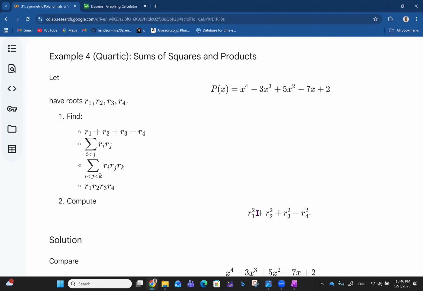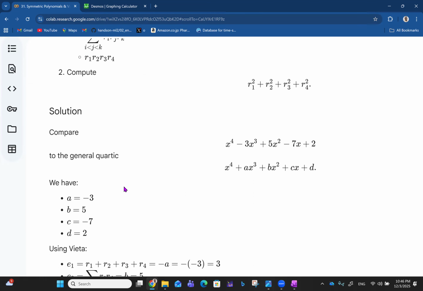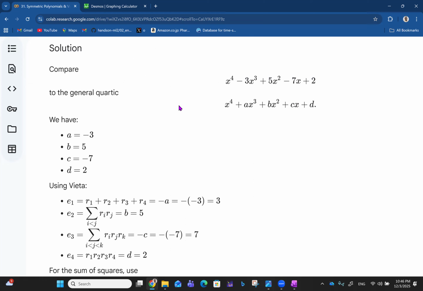Of course, this is easy, and then we go ahead and compute this. We have also done this before. So this one is going to be minus 3, this is going to be 5, the next one is going to be minus 7, and the last one is just 2. So the solution, just like I've explained, is to compare the expression you have with the standard form in a monic situation, where the coefficient of x to the 4 is 1, so you shift the a to the other side. So a is minus 3, b is 5, c is minus 7, d is 2.